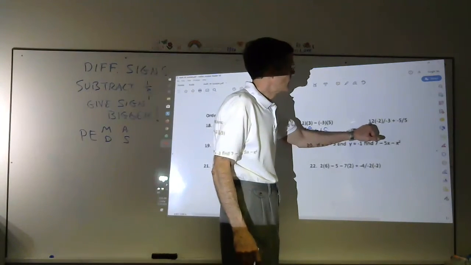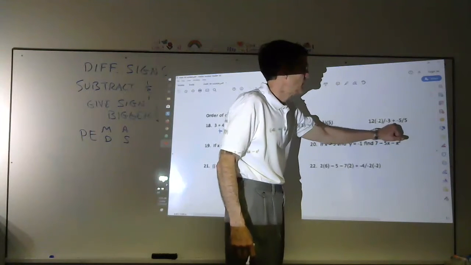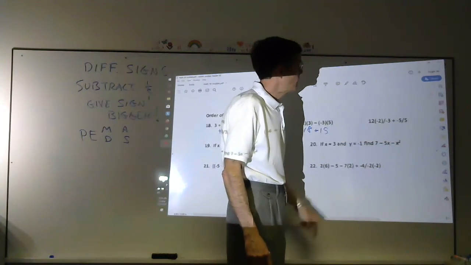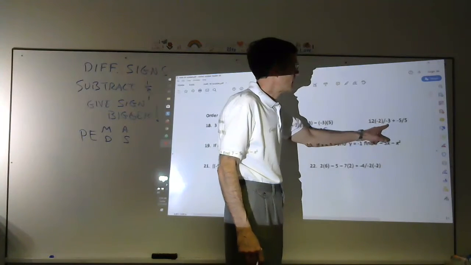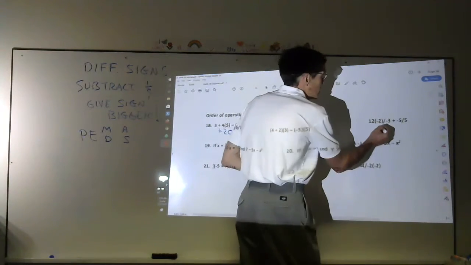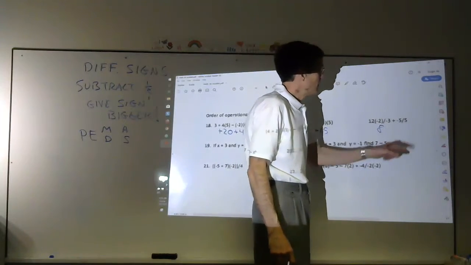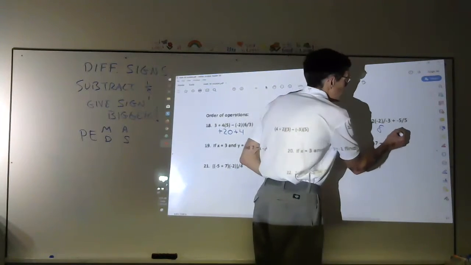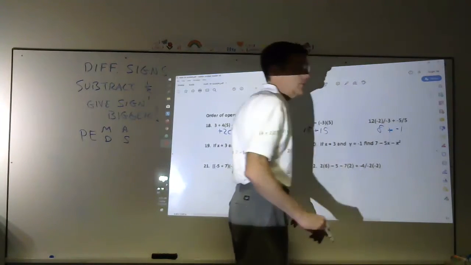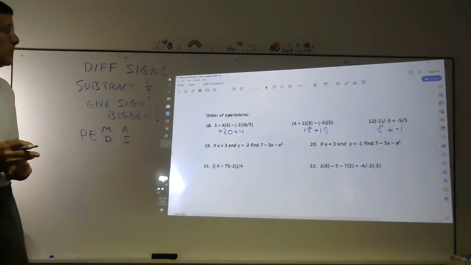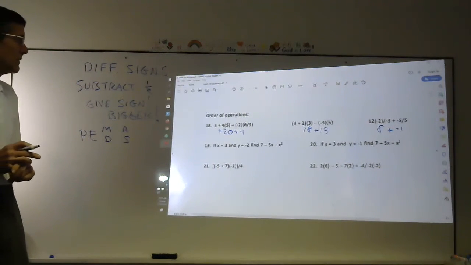Over here, just do the multiplications and divisions as you see them and do the addition last. 12 times 2 is 24. Divided by 3 is 8. Two negatives make a positive 8. 5 divided by 5 is 1, but there's one negative sign. It's a negative 1. Now you do the addition. So the signs are different. You subtract to give it the sign of the biggest, positive 7.